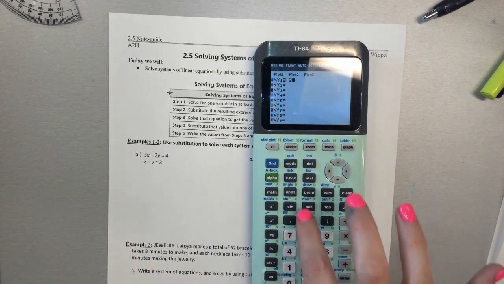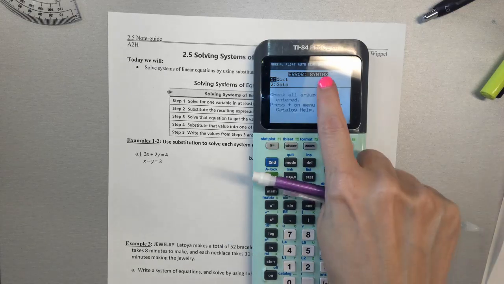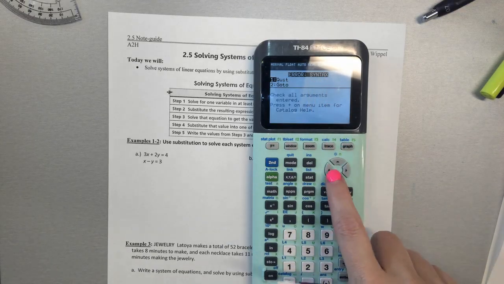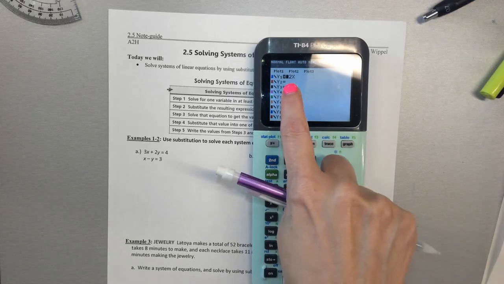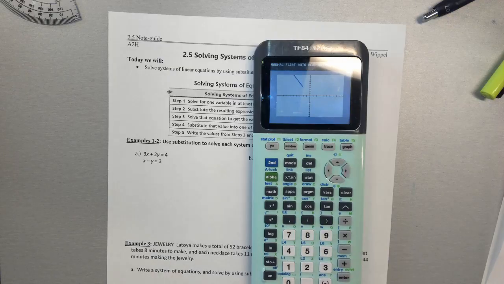Sometimes if you try to graph negative 2x, it'll say nope. Okay, and it says syntax. That means that most of the time you used a minus instead of the negative, and when you change it to a negative, it will graph that for you.